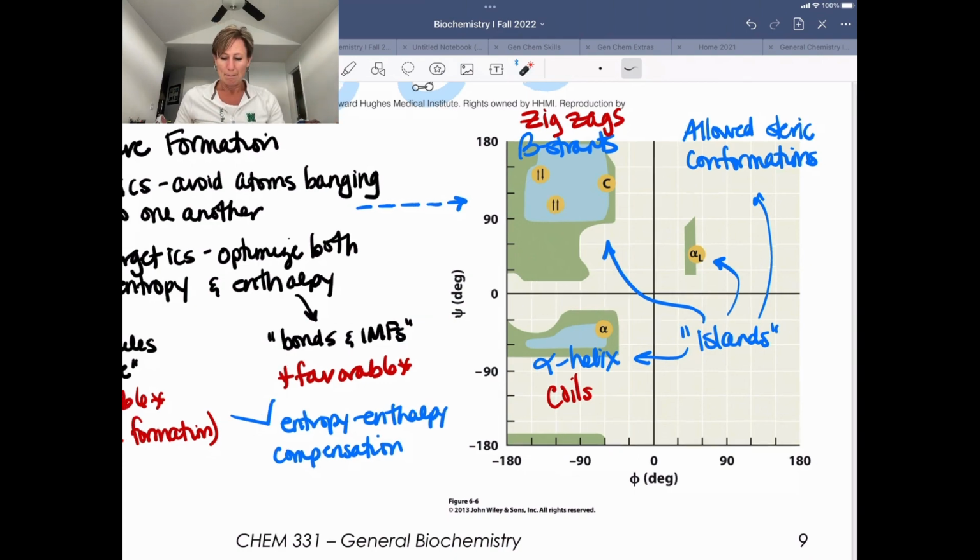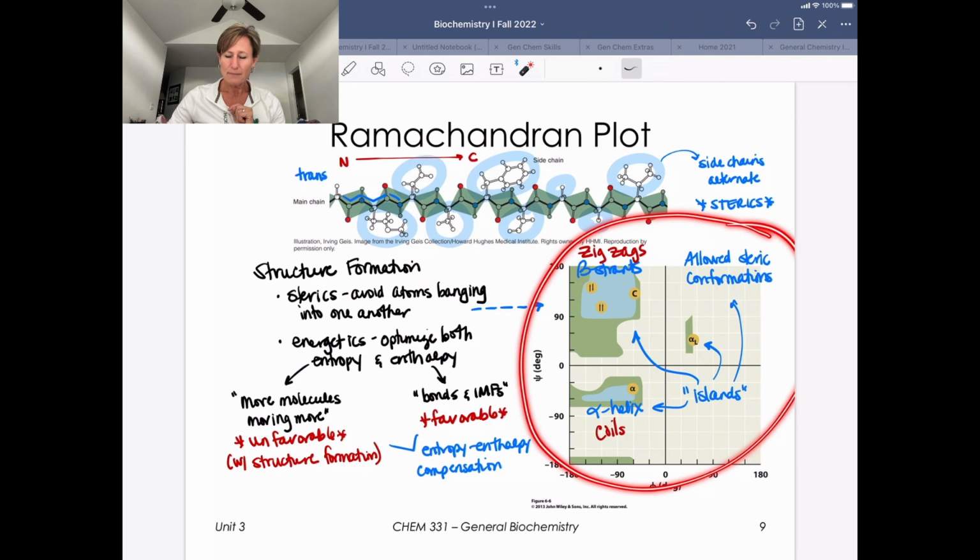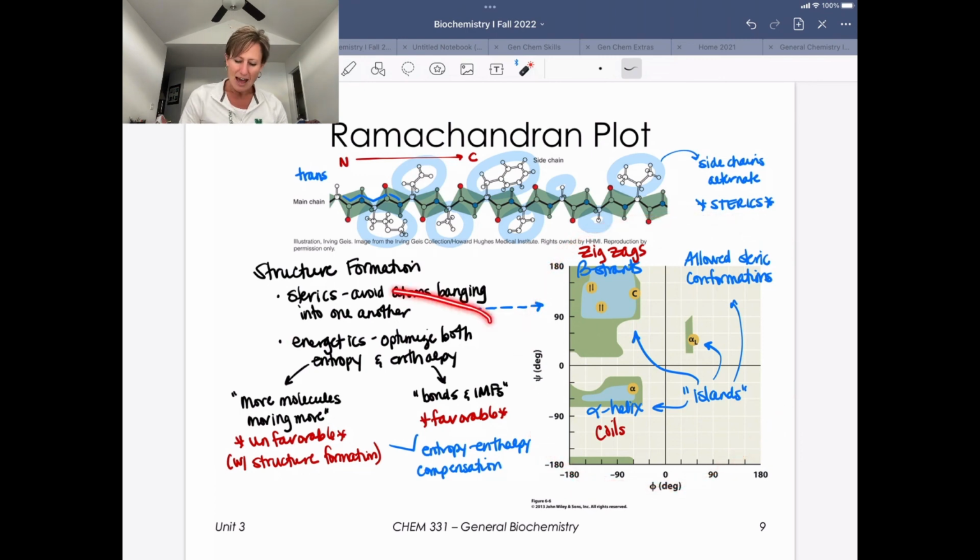Okay? So, big picture, if you want to form structure, you need to optimize sterics, so things can't bang into one another. That's our Ramachandran plot. And you need to optimize energetics. From an enthalpy and entropy standpoint, entropy is never going to be favorable to form a structure because you're freezing out molecular motion. So you need to compensate for it from an enthalpy standpoint, and we'll highlight how that works with the intermolecular forces that we have between atoms to stabilize these secondary structural elements that we're going to form, these beta strands and these alpha helices.